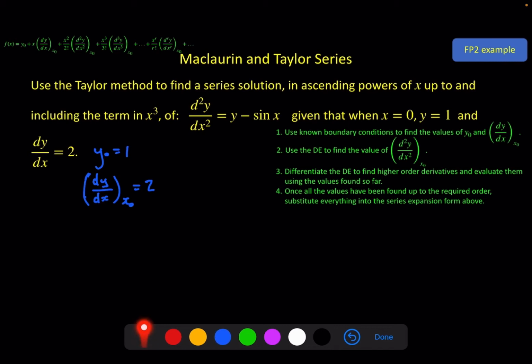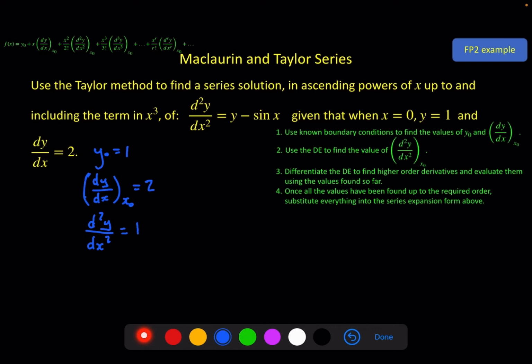Now we use the differential equation and the values that we've got, put them into here to find out what is this value when x is 0. So we've got the second order derivative, and that is equal to y, but y is 1 when x equals 0, and we're evaluating all of this at x equals 0.